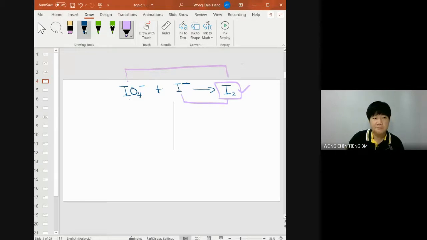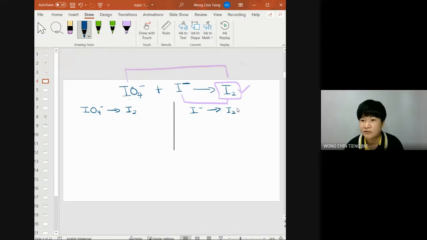Okay. So first step yang paling senang adalah kita cari pasangan dia. So saya akan cari pasangan, saya akan ada IO4 minus, the pair is I2. Kita akan ada pasangan I minus, I2. Agree? Okay, that is your first step. Sangat senang, cari pasangan. That's it.